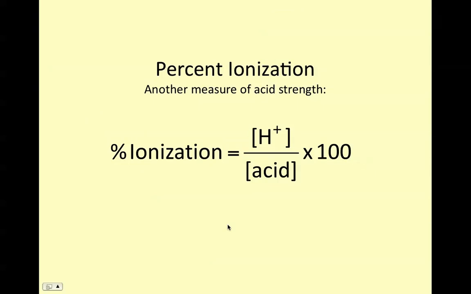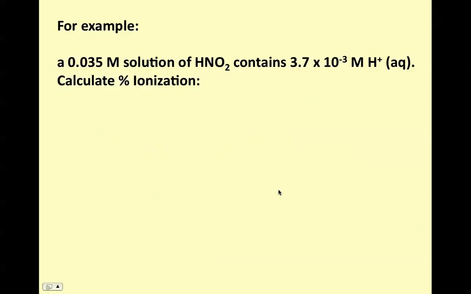Now, one way to analyze this is using percent ionization, where the concentration of our hydrogen ion over the concentration of our entire acid times 100 is going to tell us how much is actually ionized. So in a 0.035 molar solution of HNO2, it only contains 3.7 times 10 to the -3 molar proton ions. So calculate the percent ionization. So how much of that original solution actually ionized when it was mixed with water.